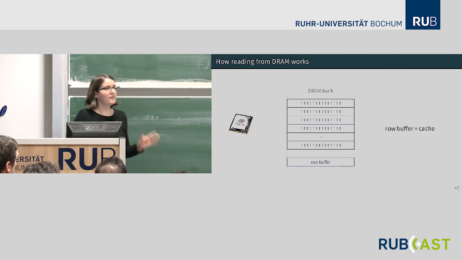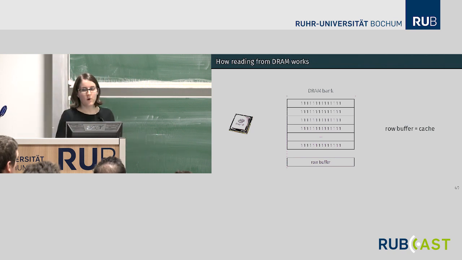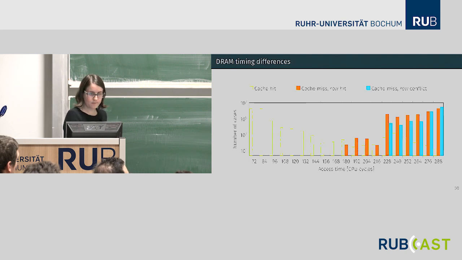So you again see the pattern. Probably we have a case that is fast, a case that is slow, and basically the idea is that the row buffer is essentially a cache. So we have these timing differences.